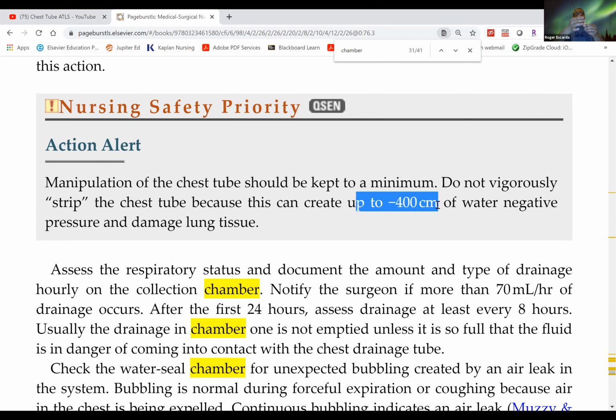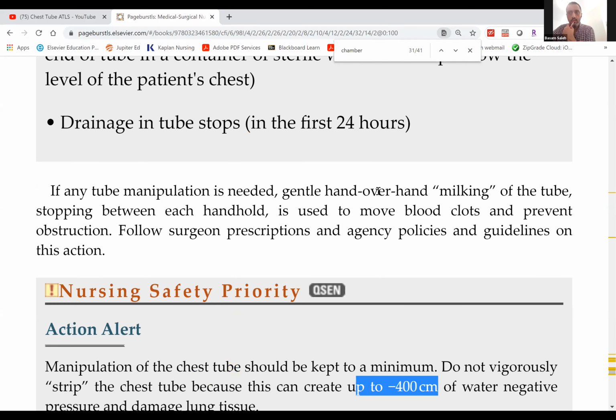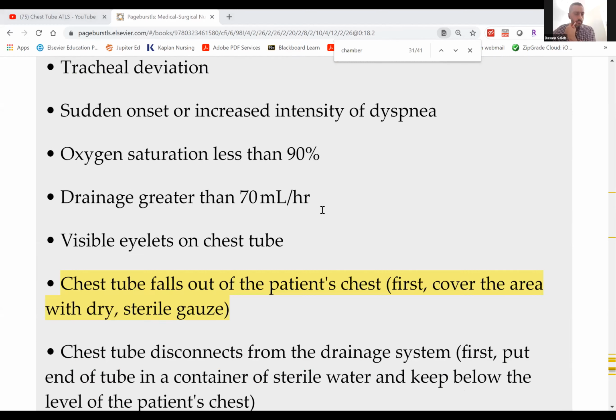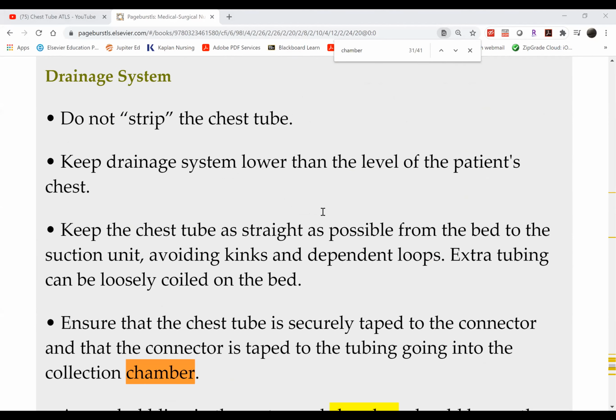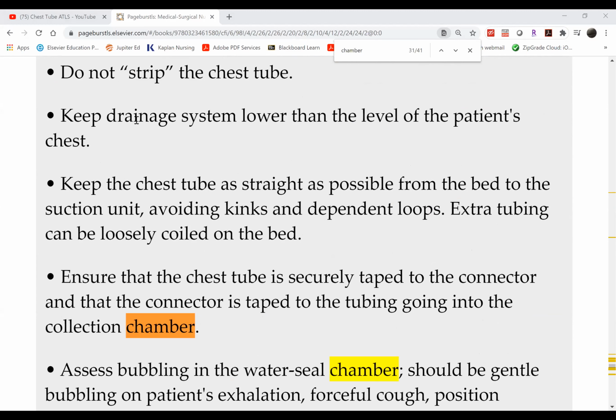So milking is like this. You squeeze it. Let's say the blood clots here. So you squeeze that here and then squeeze here again until you move that sucker all the way to the box. Right, so that's what they mean here by gentle hand over hand milking. Where were we? Okay, so do not strip the tube. Just like a Foley or any other drain, always keep it below the level of where you're draining from.